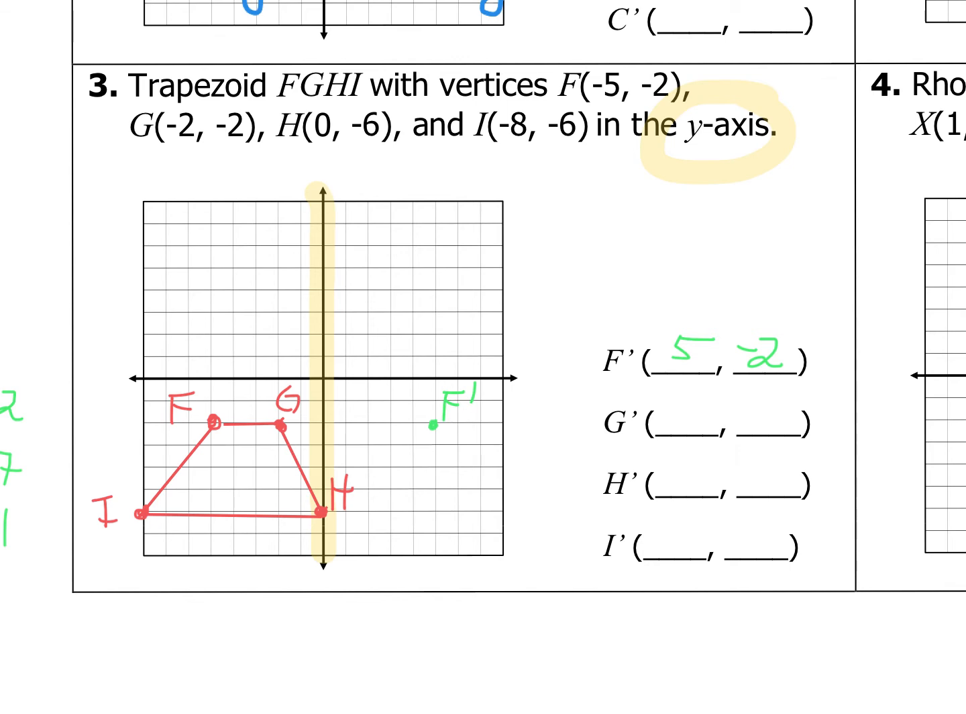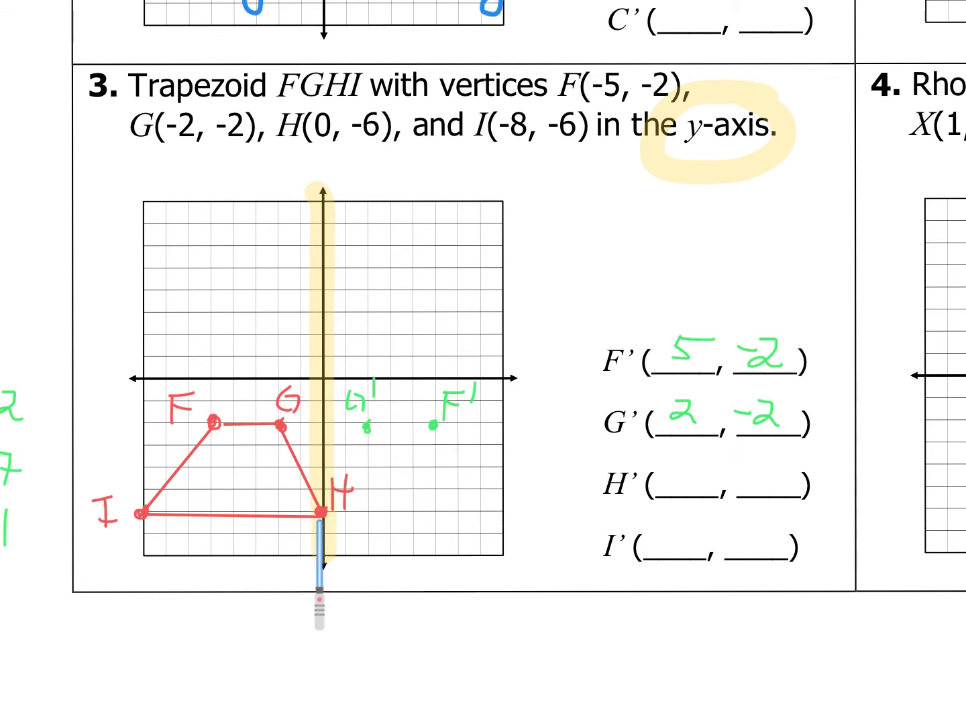Okay, and then G is 2 units away, so you want to go 2 units on the other side. So here's your G prime. And then to identify that ordered pair from the origin, you go right 2, down 2.